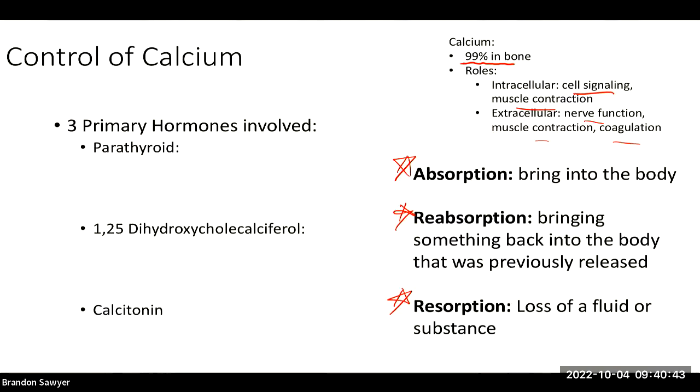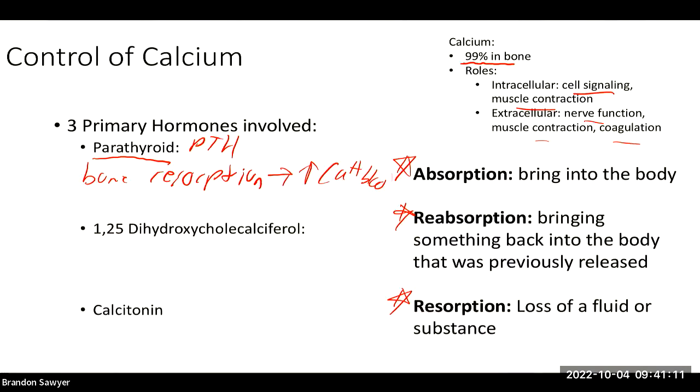Okay, so the three primary hormones that help us control calcium. Number one, the most important, is called parathyroid hormone, abbreviated as PTH. One of the main things it does is mobilize calcium from the bone. So it causes bone resorption, which then causes an increase in calcium in the blood. If we're breaking down bone, we're pulling that calcium out of bone.